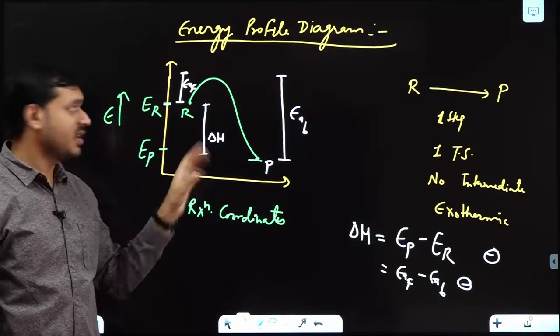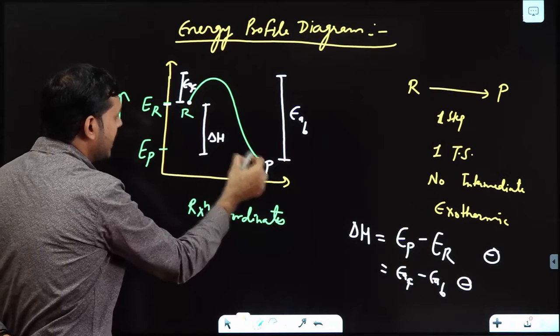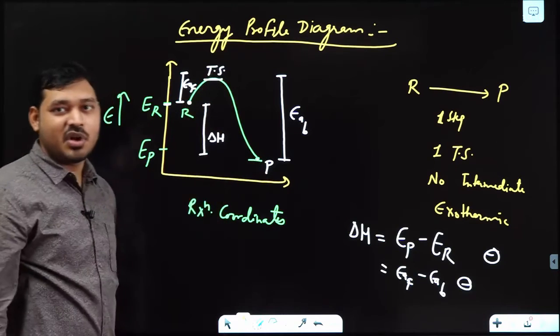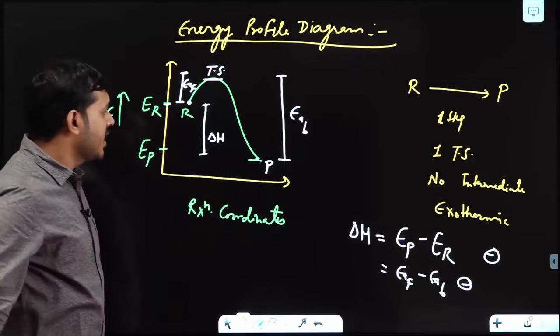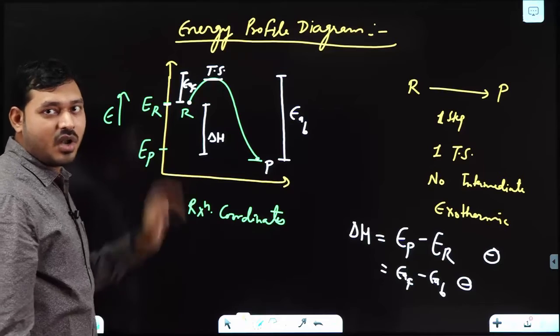So this is a reaction, okay. Now, as the reaction is one step, so it converts directly from reactant into product, and this is your transition state. Clear to all? Okay. So this is a graph drawn for exothermic reaction. I think all of you have understood.